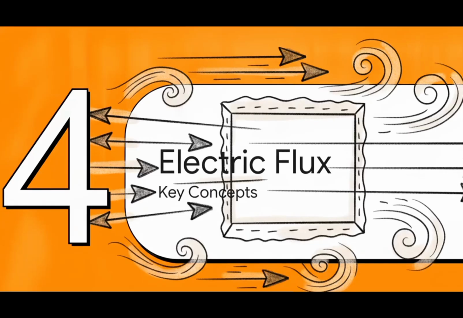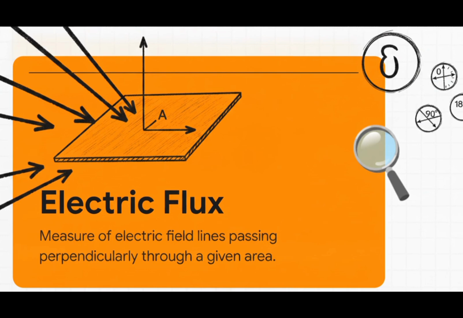Branch number 4, electric flux concepts. Best way to visualize this, think of electric flux exactly like wind blowing perpendicularly through a specific open window. Mathematically, we define this using the dot product. Flux, or phi, equals E dot A, which expands to E A cos theta. See, there's that cos again. So you already know you need to keep those 0, 90, and 180 degree cases in mind, focusing on the angle between the electric field and the perpendicular area vector.